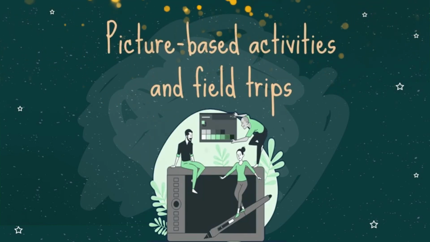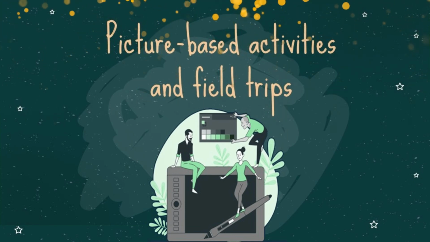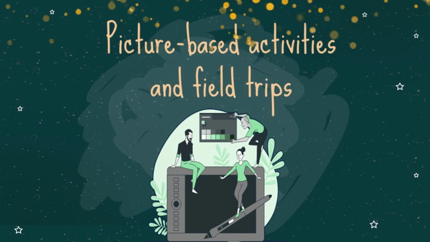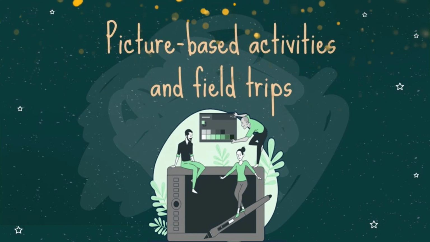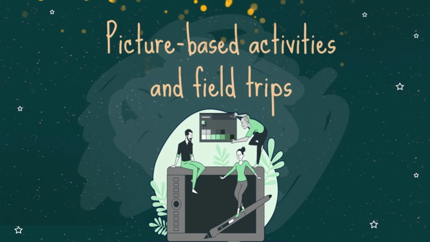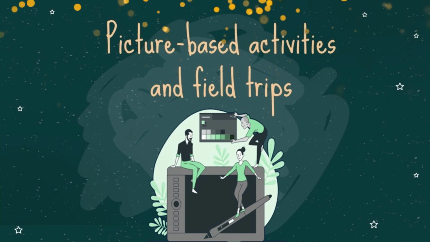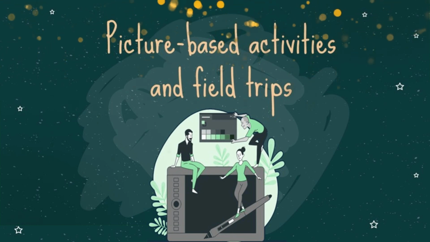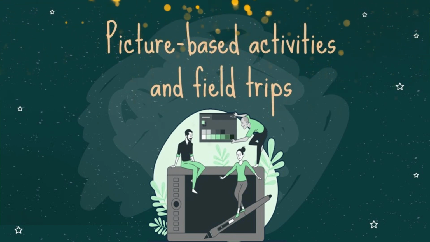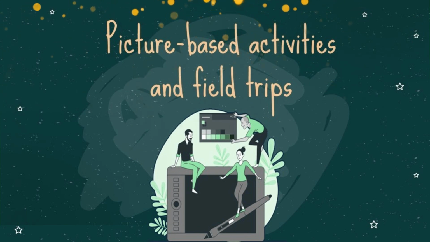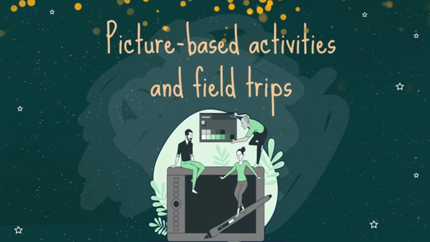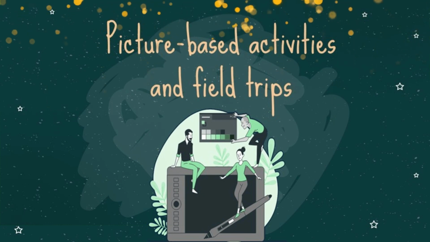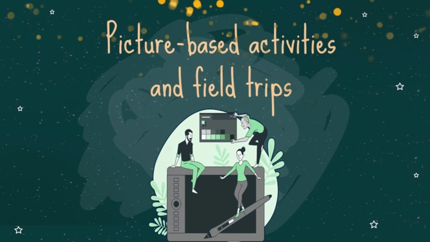Another method and technique of teaching speaking is picture-based activities and field trips. Another way to make use of pictures in a speaking activity is to give students just one picture and have them describe what is in the picture. For this activity, students can form groups and each group is given a different picture. Students discuss the pictures within their groups, then a spokesperson for each group describes the picture to the whole class. This activity fosters the creativity and imagination of the learners as well as their public speaking skills.